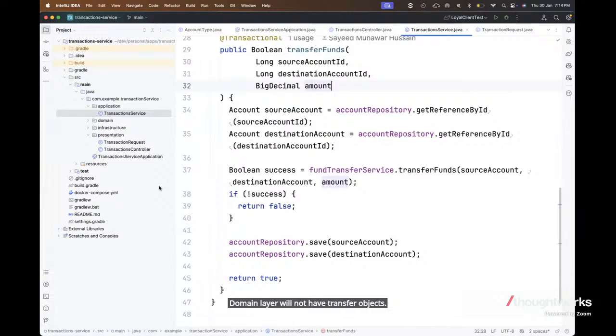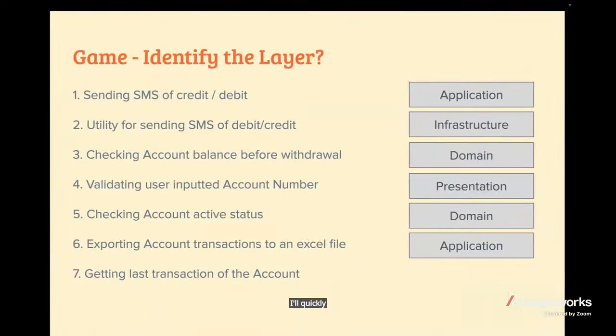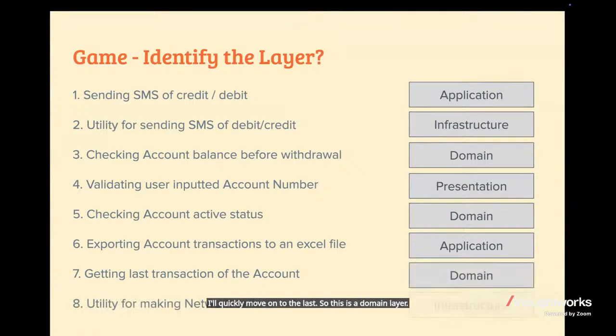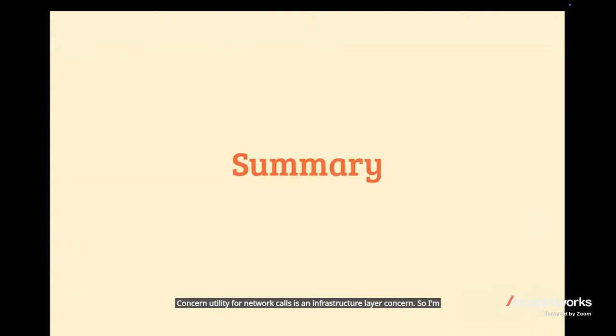Got it. Any other questions? I'll quickly move on to the last one. So this is a domain layer concern. A utility for network calls is an infrastructure layer concern. I'm moving forward in the interest of time.